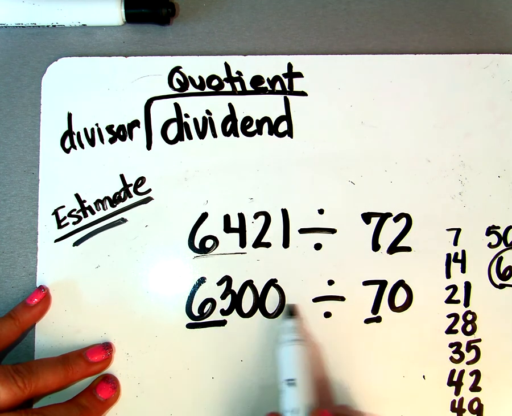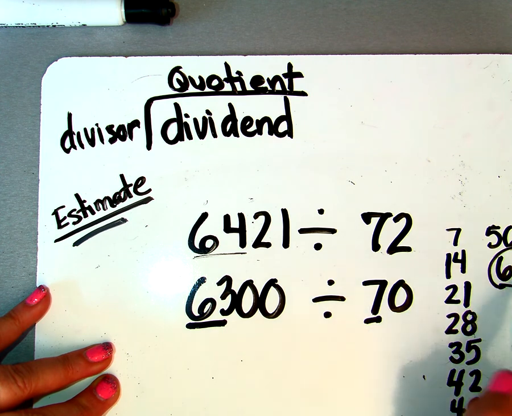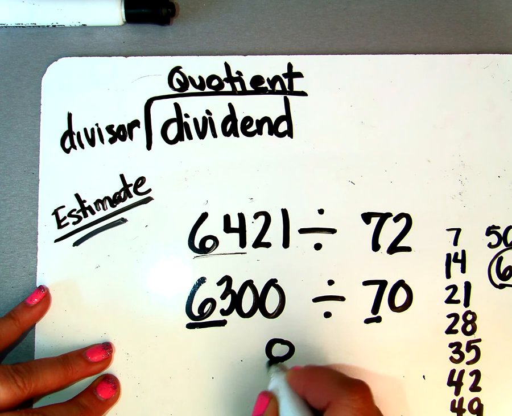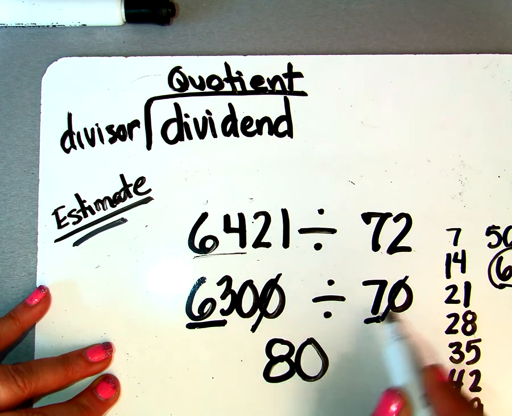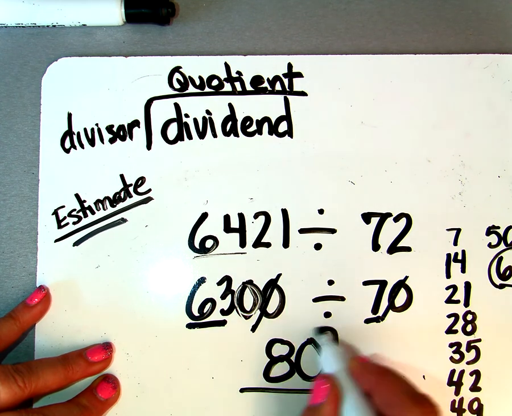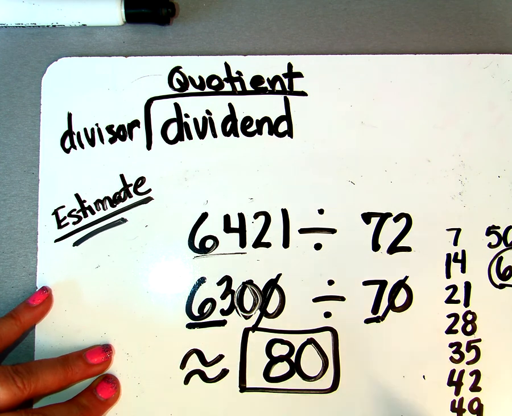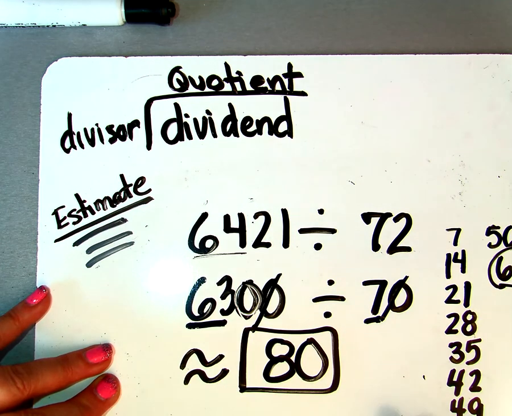6,300 divided by 7 is about what? 7 times what is 63? We already said it. 7 times 9, which would be now 90? No, 7 times 8, which would be now 80. Why? I have a 0 left. We got rid of a place. This answer is going to be about 80. Ladies and gentlemen, that, my friends, is how to estimate quotients.